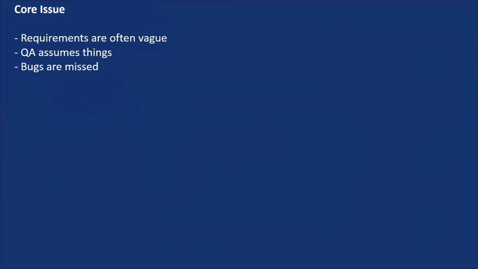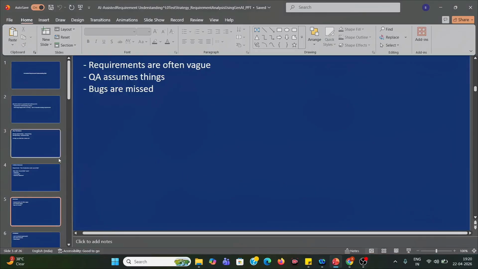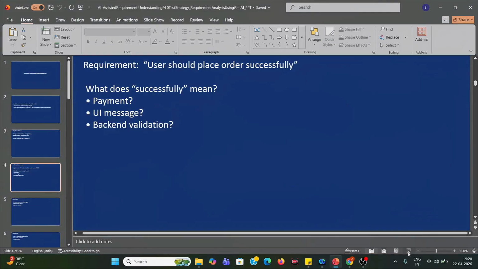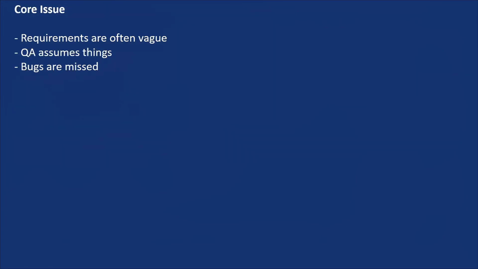So if I talk about the very basic issue in this, say you got a requirement: user should be able to place an order successfully. Now tell me honestly, what does successfully mean? So successfully means basically payment success, UI confirmation, and backend validation. So this is where confusion starts, and this is where AI helps.